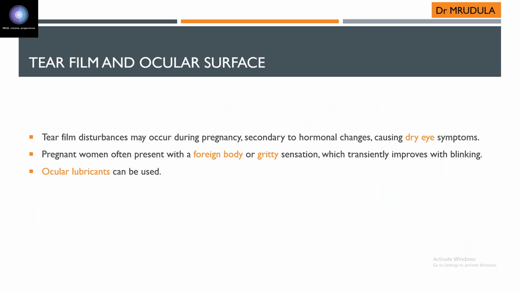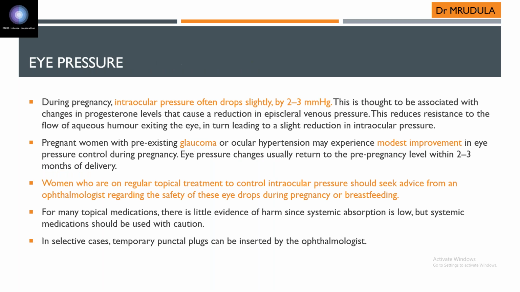Now, changes in tear film and ocular surface. Usually there will be dry eye because tear film disturbances can occur during pregnancy because of hormonal changes. It causes dry eye symptoms. The pregnant woman usually presents with a foreign body or gritty sensation, which transiently improves with blinking. For this, ocular lubricants, which are available over the counter, can be used.